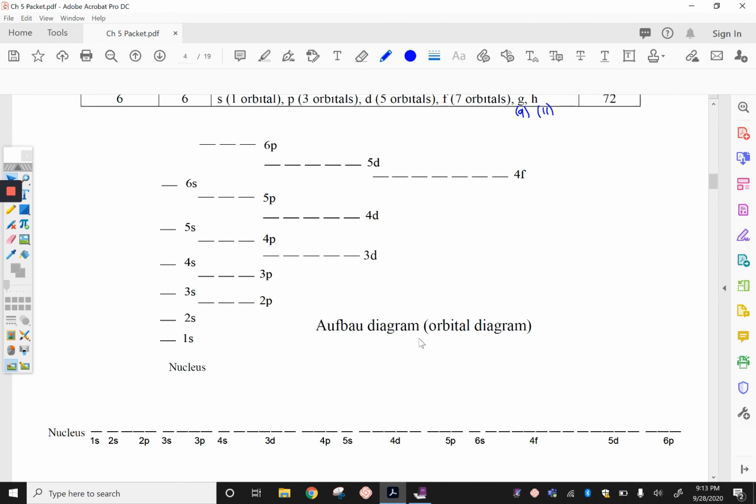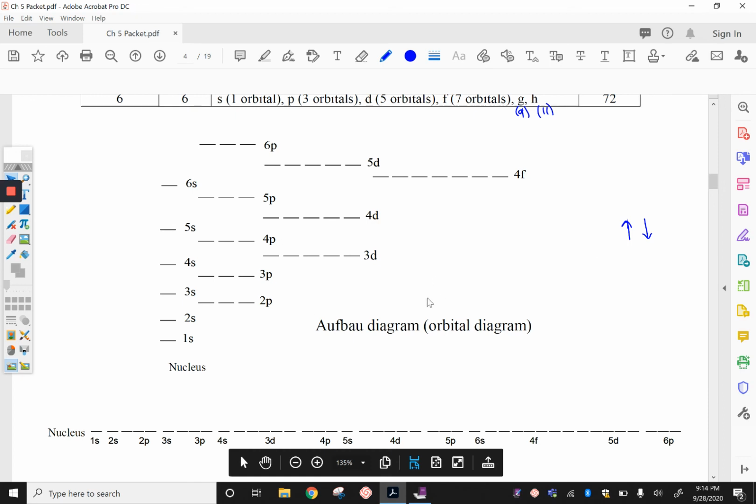And we can use it to make a diagram for where all the electrons are in an atom. When it comes to electrons, we use arrows to represent electrons. So an up arrow or a down arrow, those represent electrons.